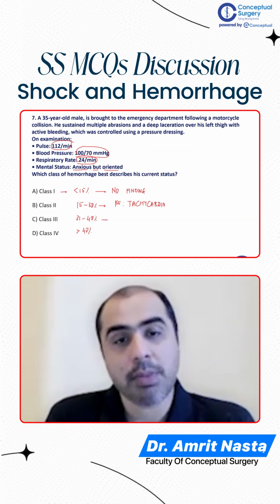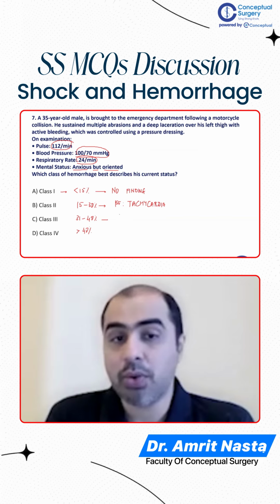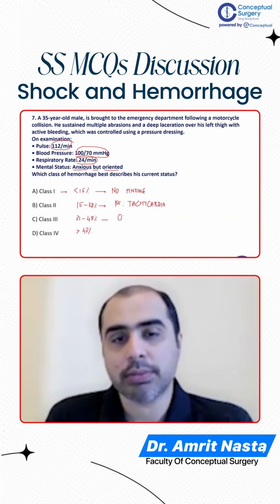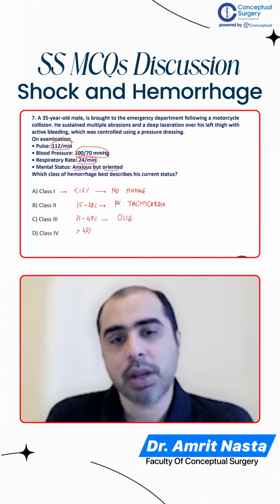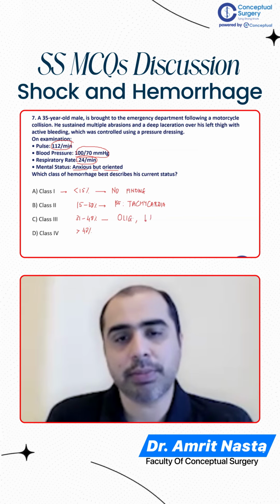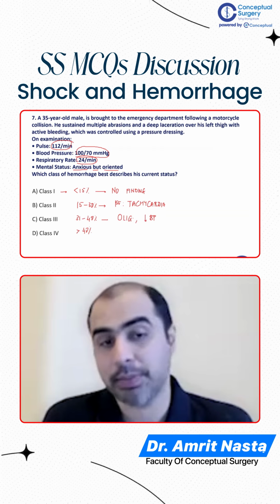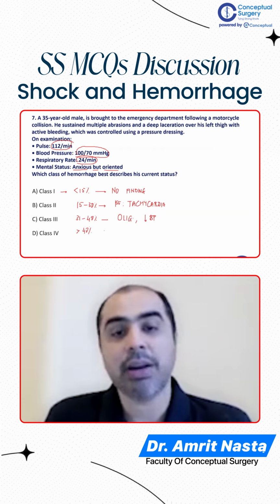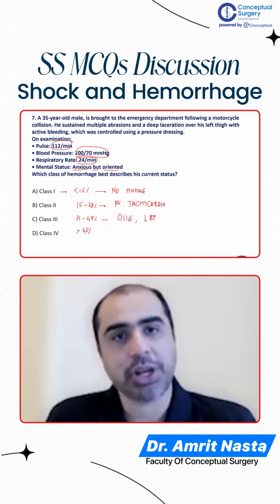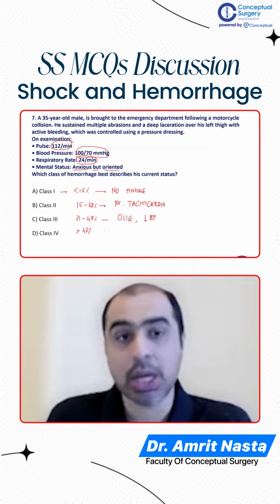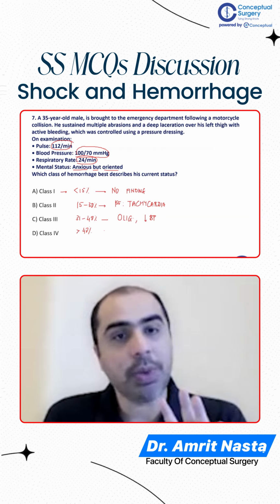In class 3 hemorrhage, the tachycardia will be more. He starts getting oliguria. He starts getting hypotension. So understand, if your patient is having hypotension due to hemorrhage, he is in class 3. Class 4, everything will get much worse. He'll have profound hypotension, anuria, he may be unconscious, or he may die, right? So that is going to be class 4 hemorrhage.